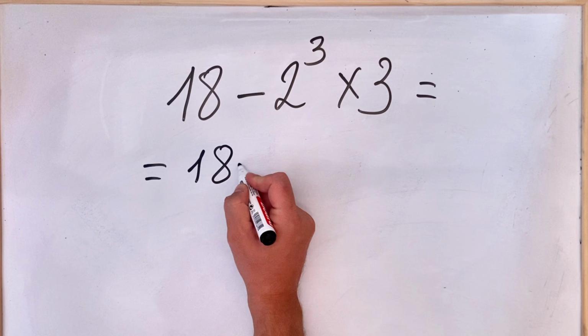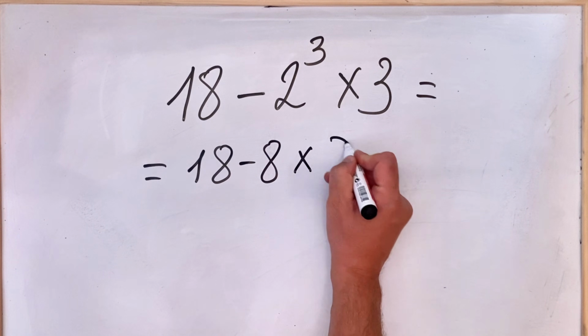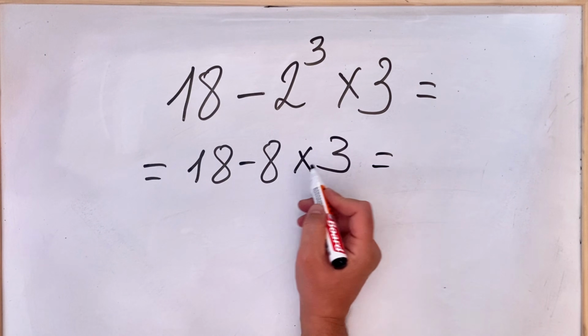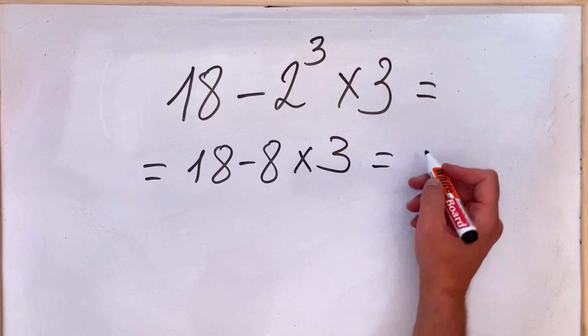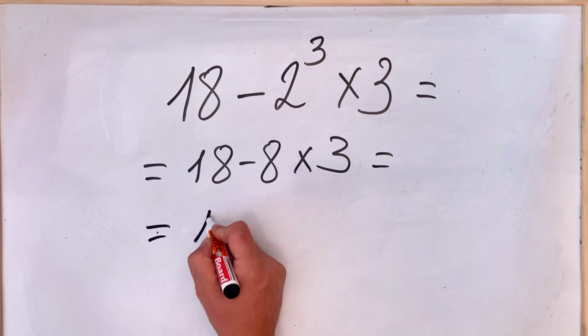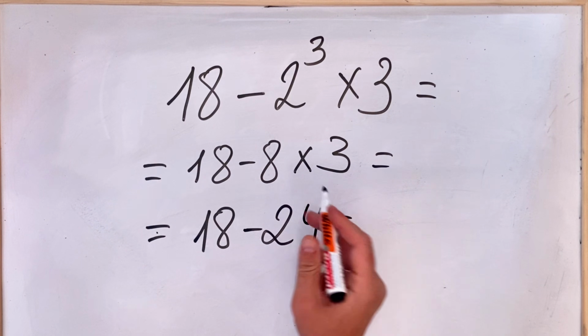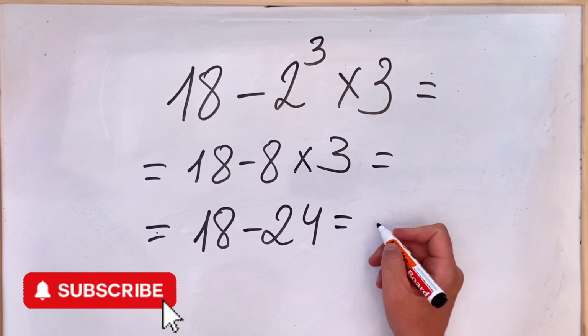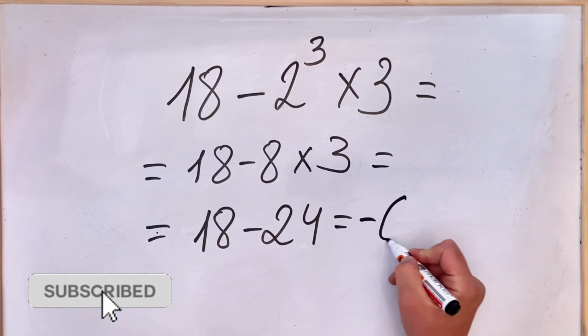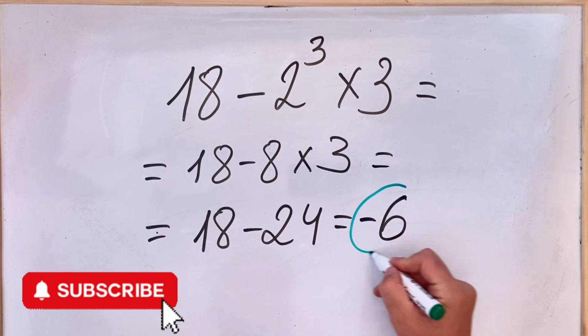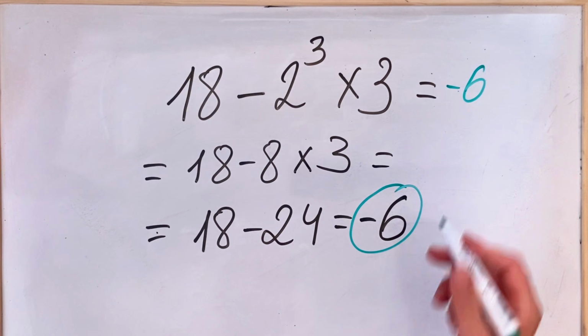It's 18 minus 8 multiplied by 3. Then 8 multiplied by 3 is 24. And then we do the subtraction, which gives minus 6. And this is the correct answer. It's minus 6.